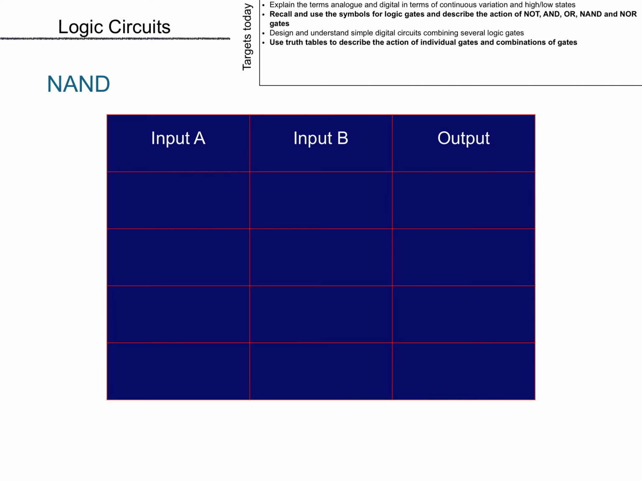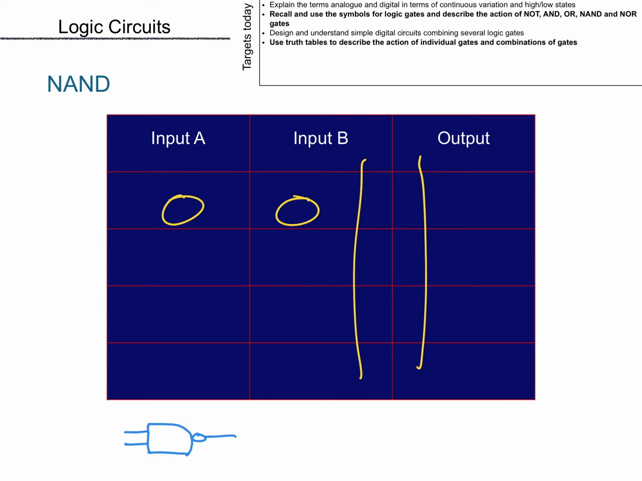NAND gate. Remember I said it was an AND followed by a NOT gate? Well, that means the easiest way to solve this truth table is to think of it as two gates. So I'm going to squeeze in an extra column here. Now I'll fill in my inputs. Next, complete the truth table for an AND gate.